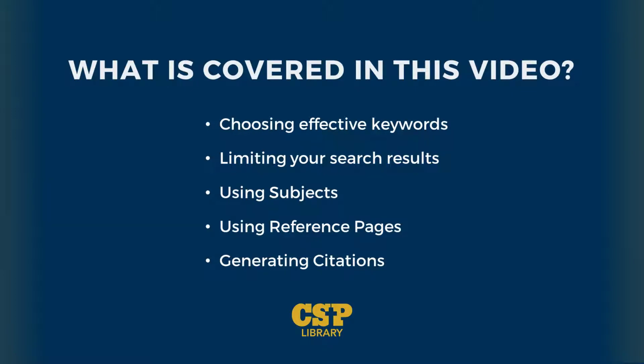effective keywords or search terms, using the limiting and filtering features in databases to remove the resources you don't need to see, adapting your search terms to what you see being used in the database, using an article's references to find other helpful articles, and using the citation generator tool to save time. Note that these tips will work for a variety of databases in the library. Depending on where you're searching, things might look a little different, but the general ideas and features are often very similar. Let's get started.